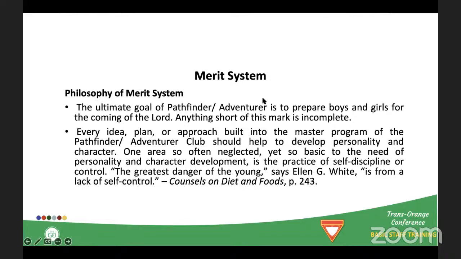Every idea, plan, or approach built into the master program of the Pathfinder or Adventurer club should help to develop personality and character. One area so often neglected, yet so basic to the need of personality and character development, is the practice of self-discipline or control. The greatest danger of the young, says Ellen G. White, is from lack of self-control. We find that in Counsels on Diet and Foods, page 243. Next slide.